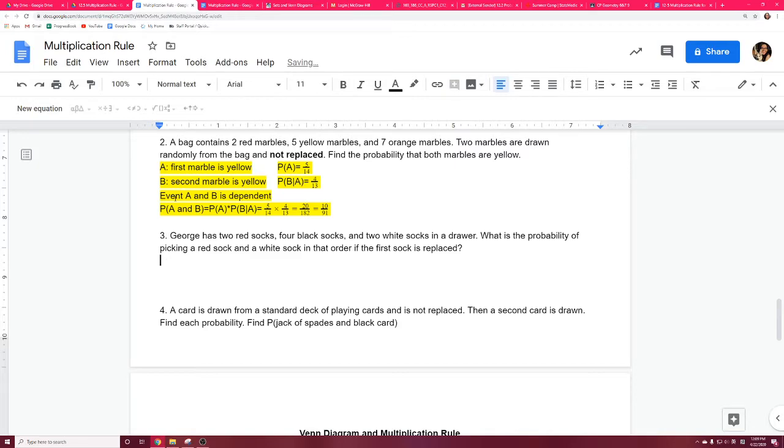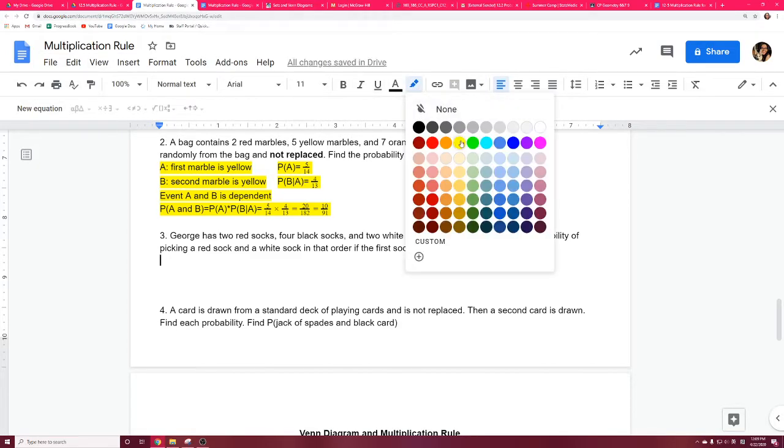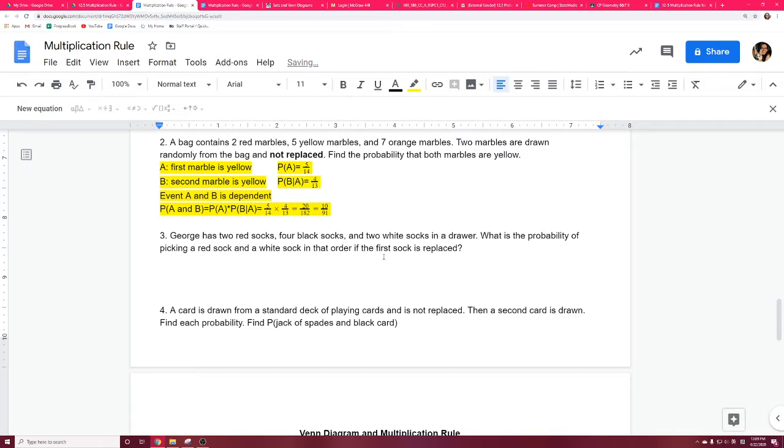All right, let's keep going. George has 2 red socks, 4 black socks, and 2 white socks in the drawer. What's the probability of picking a red sock and a white sock in that order if the first sock is replaced? If it's replaced, we said it will be an independent event.